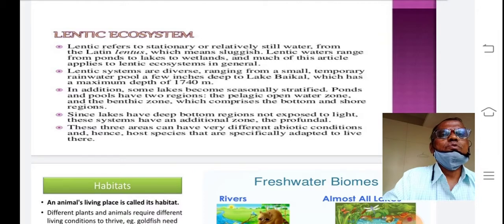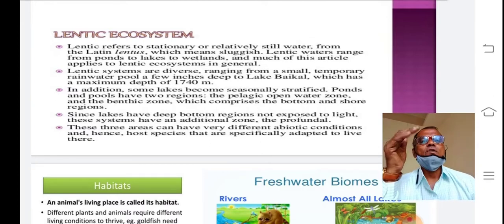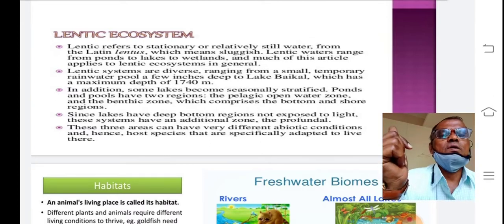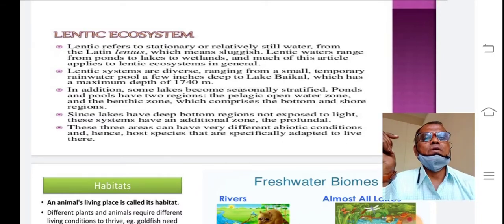Suppose there is a lake, which varies based on depth. A large lake may develop due to rainwater. For example, Lake Baikal is 1740 meters deep. It lies between two or three large mountains, so it stores more water like this.